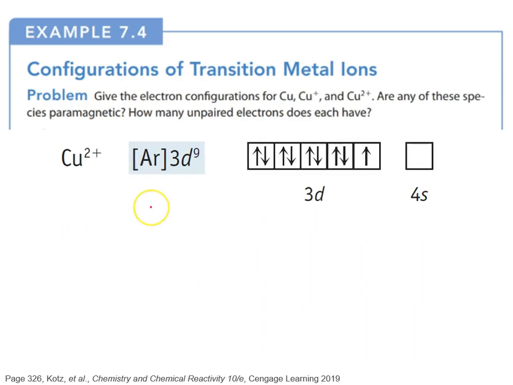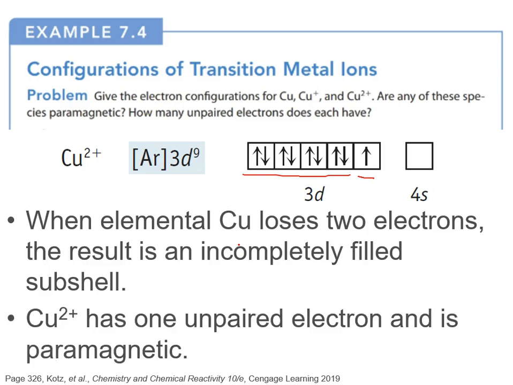Well, what about copper 2 plus? If we do that, then we notice that we took away both of those electrons in the 4s, and now this gives us 3d9. So most of these are paired, but we still have one unpaired electron right here, and that's enough to make this paramagnetic. So copper 2 plus has one unpaired electron and is paramagnetic.